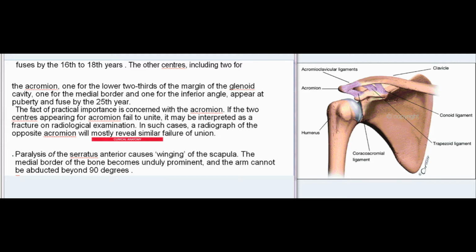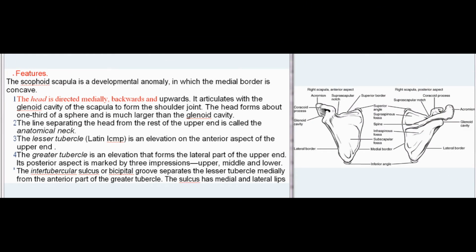The fact of practical importance is concerned with the acromion. If the two centers appearing for the acromion fail to unite, it may be interpreted as a fracture on radiological examination. In such cases, a radiograph of the opposite acromion will mostly reveal similar failure of union. Paralysis of the serratus anterior causes winging of the scapula. The medial border of the bone becomes unduly prominent, and the arm cannot be abducted beyond 90 degrees. The scaphoid scapula is a developmental anomaly in which the medial border is concave.